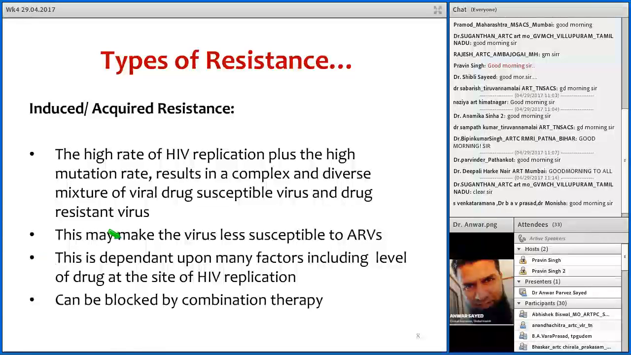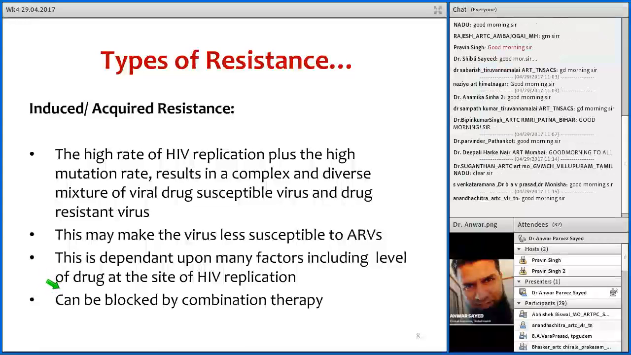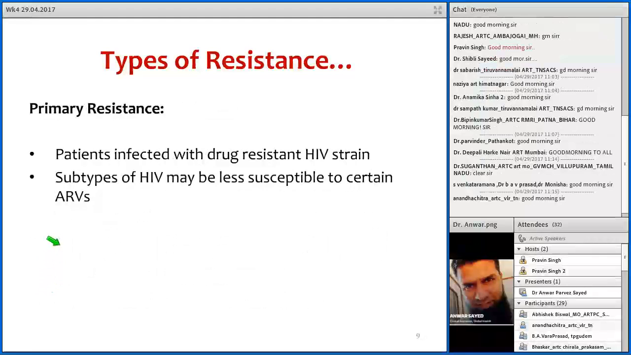The factors for that are the level of drug, for example, at the site of HIV replication. If there is poor adherence, suppose a person is not taking ART regularly, the level of drug will not be constant in the person's body, and whenever there is a low level of the drug, it will allow the HIV virus to multiply. And suppose a person is using single drug or two drug therapy in place of a three drug combination, this also will cause the development of acquired resistance. So this is one type of resistance.